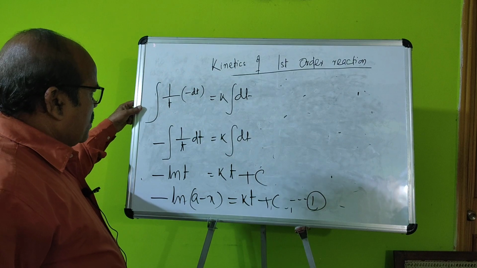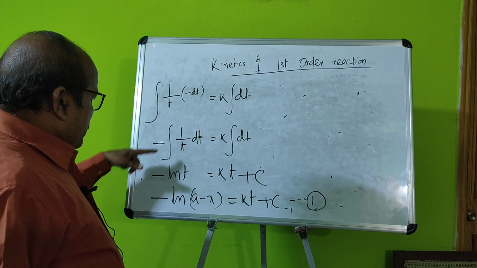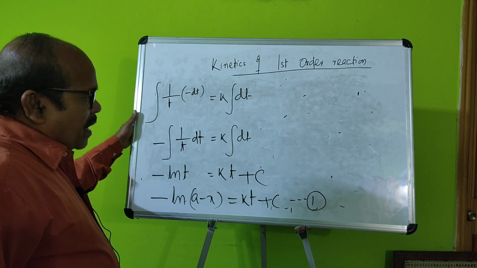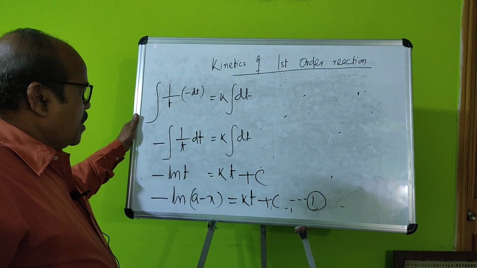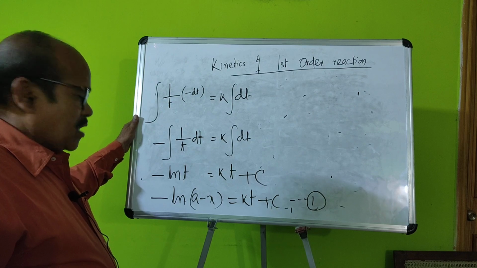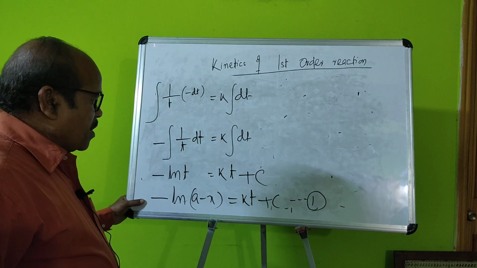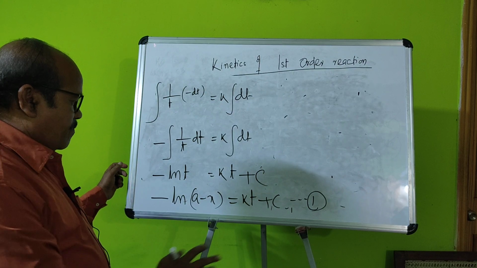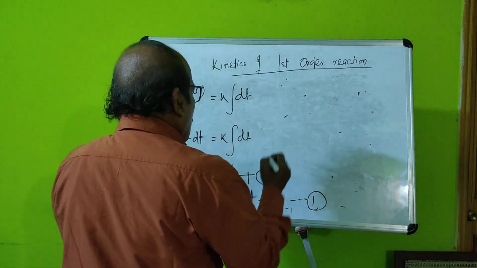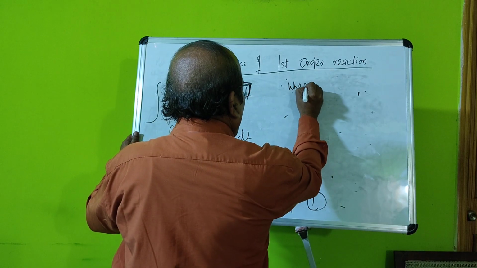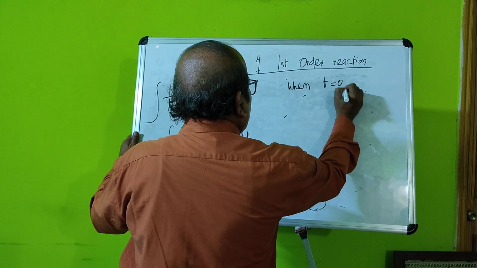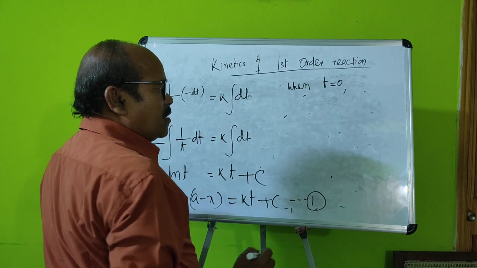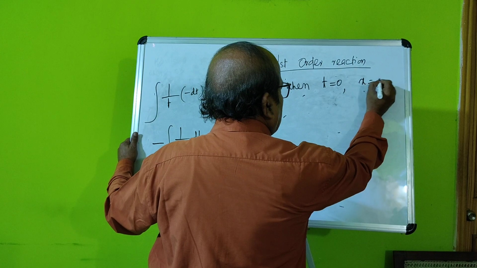Students used to commit a mistake: integration of 1 by a minus x, they used to write ln a minus x. Actually, one minus symbol will come. So the value is minus ln a minus x is equal to kt plus c. Now, when t is equal to 0, nothing has gone for the formation of the product. So, x is equal to 0.